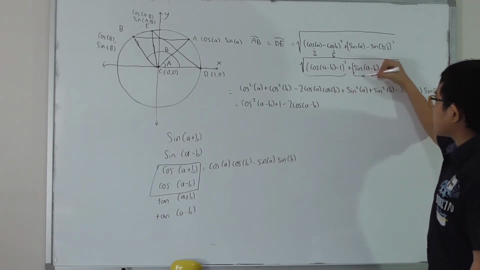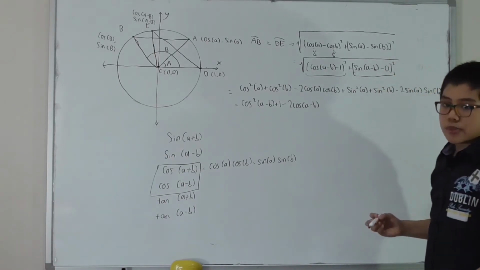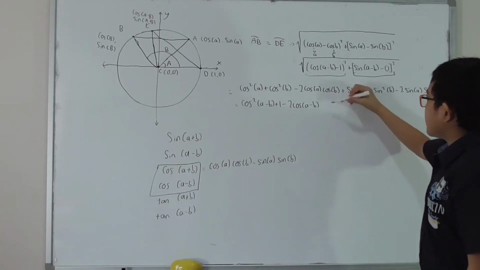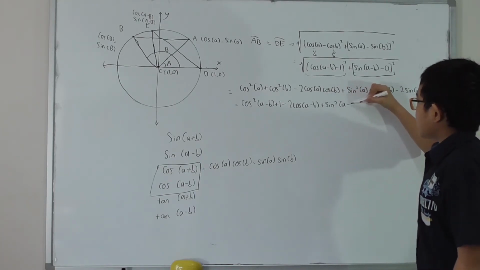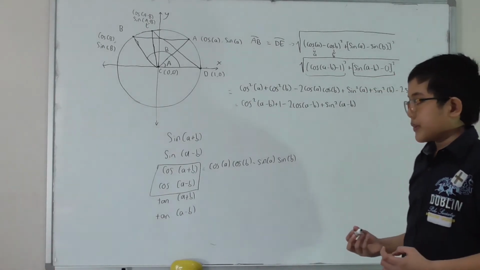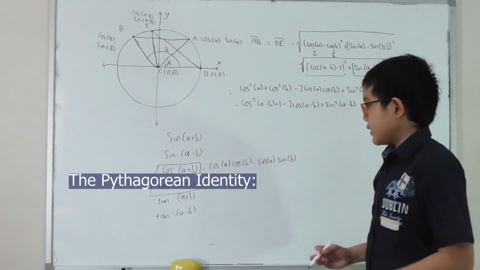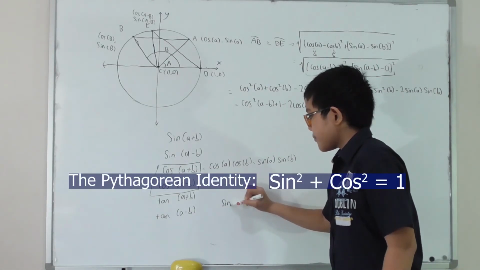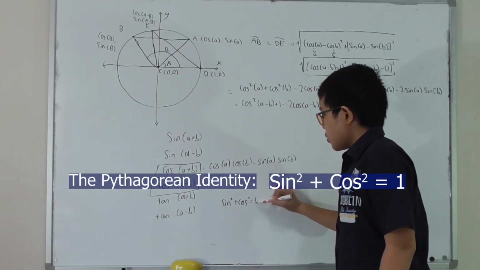And then this one, well, because sine of A minus B minus 0 is basically sine of A minus B, and then we square it, it's going to be sine squared of A minus B. And then we can put in some algebra. But first, we know about the Pythagorean identity, that sine squared plus cosine squared is equal to 1.